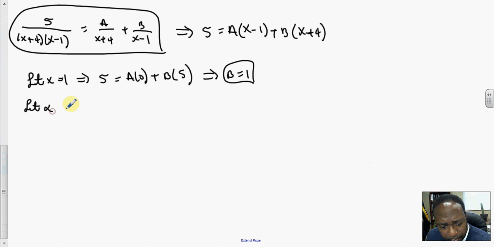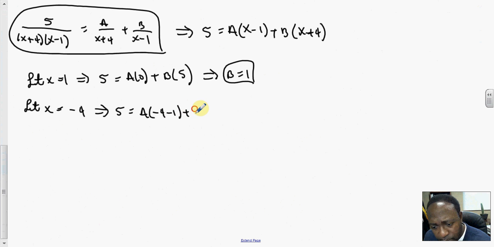Secondly, let x equal to negative 4. So this implies that 5 is equal to a times negative 4 minus 1 plus b times 0. This implies that a is equal to negative 1. 5 is equal to negative 5a. So a is equal to negative 1.